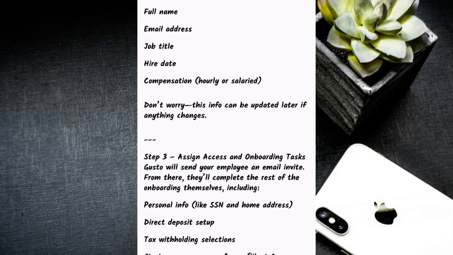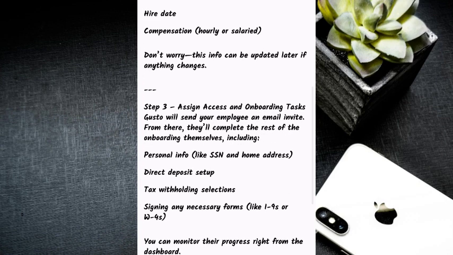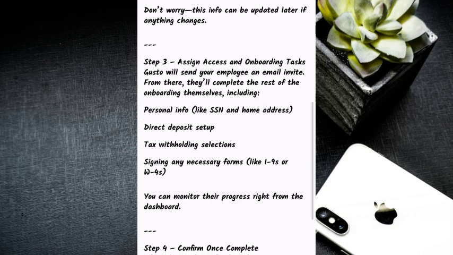Step 3, assign access and onboarding task. Now, Gusto will send your employee an email invite. From there, they'll complete the rest of the onboarding themselves, including personal information, direct deposit setup, tax withholding selections, signing any necessary forms, and you can monitor their progress right from the dashboard.